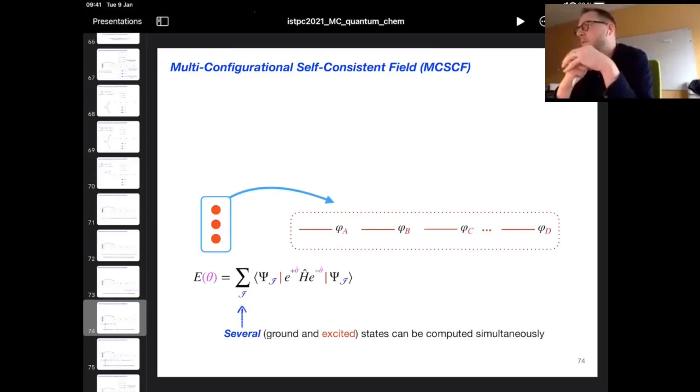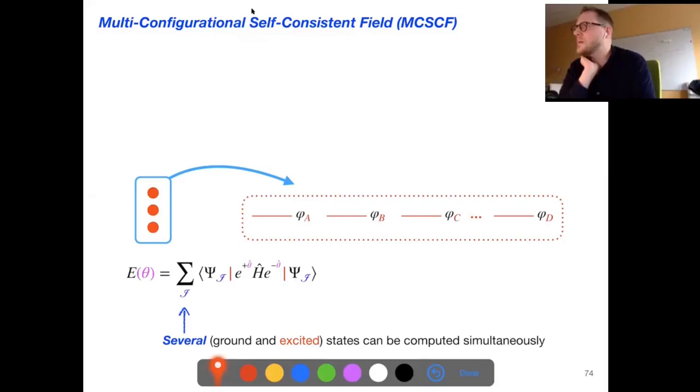But then you can modulate. Here, this is a completely democratic way, but sometimes people put some weights, if they want to give more importance to one excited state than the other, okay? So this is the equal weight version, which is I think the most common one.